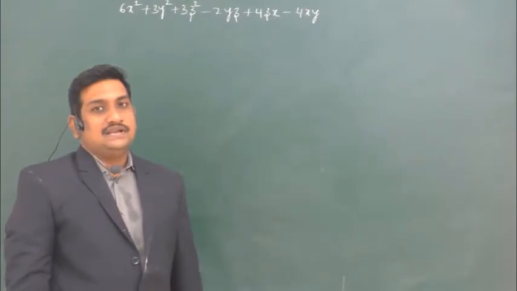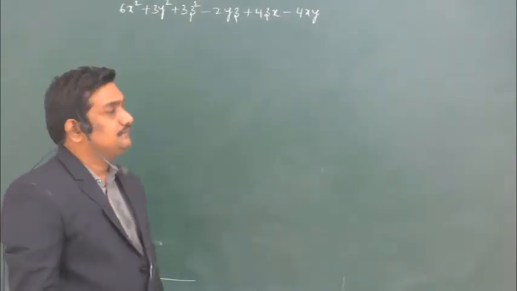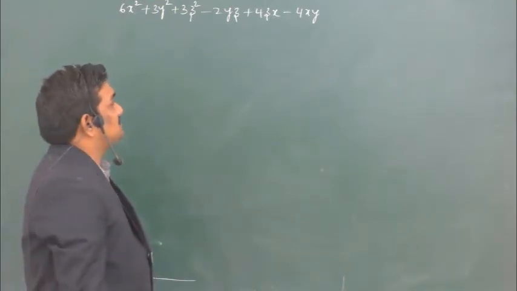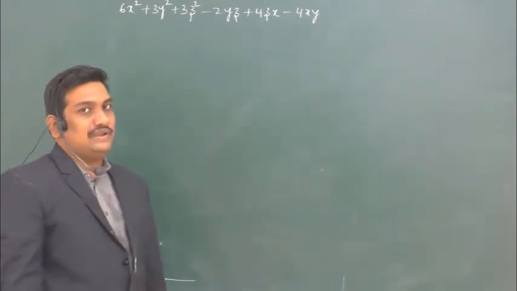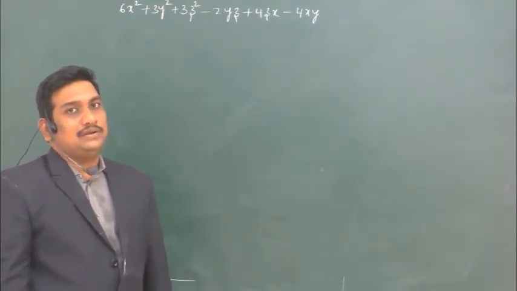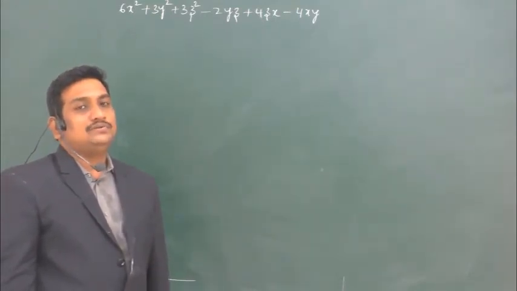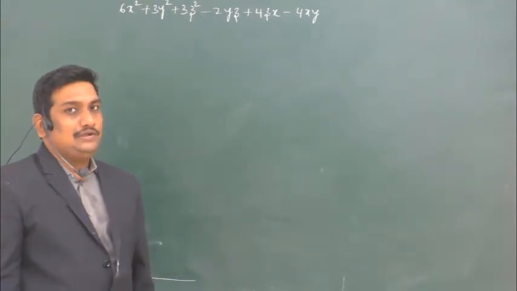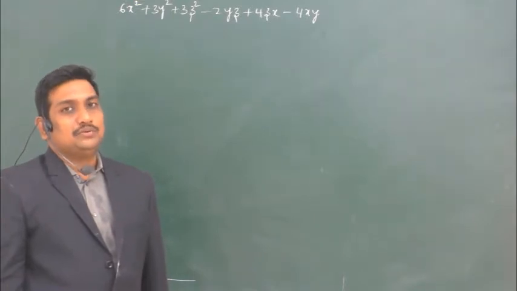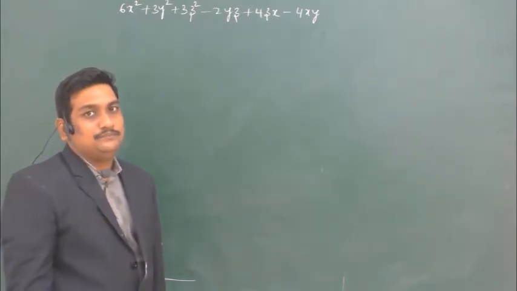Okay, so let us take a new quadratic form: 6x² + 3y² + 3z² - 2yz + 4zx - 4xy. You need to reduce this quadratic form into canonical form, and also you need to discuss its nature, and you need to find rank, index, signature, and also you need to write the matrix of the quadratic form.